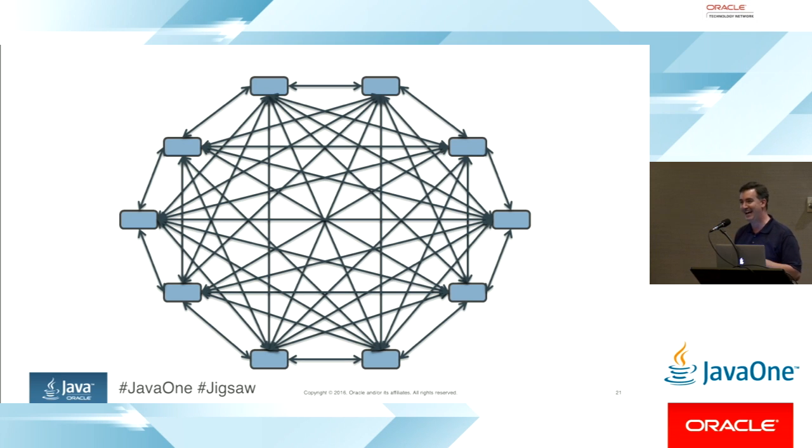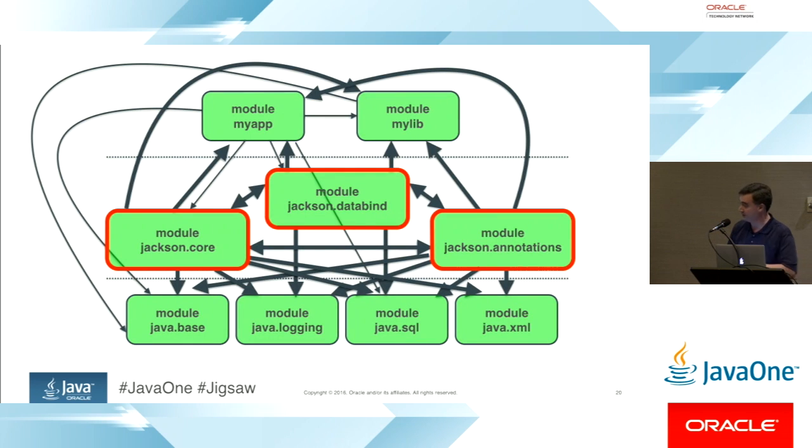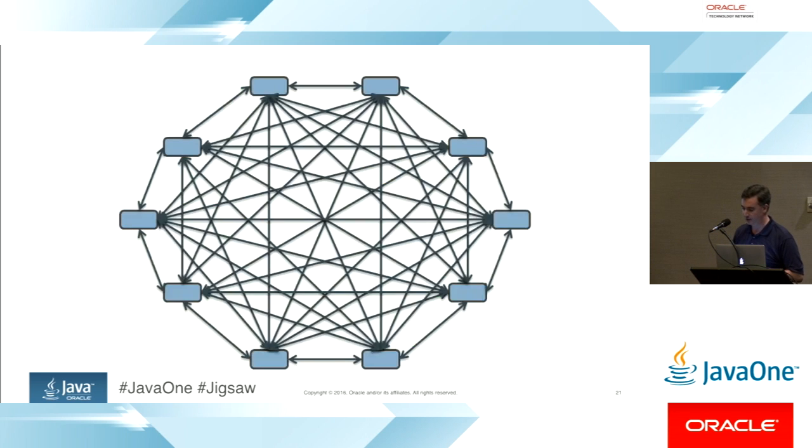With modules, you're telling the compiler and VM about the structure of your system, and with automatic modules, there is a tension between the cleanliness and the usability, but it all works out. You're telling the compiler and VM about the structure of your system, and finally, they make use of that information.